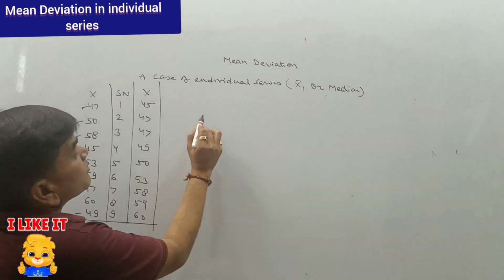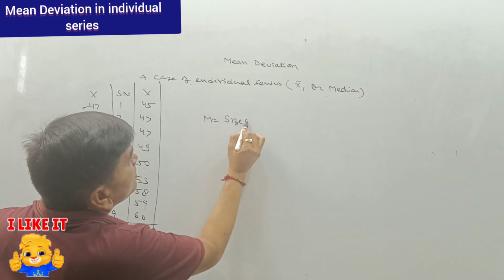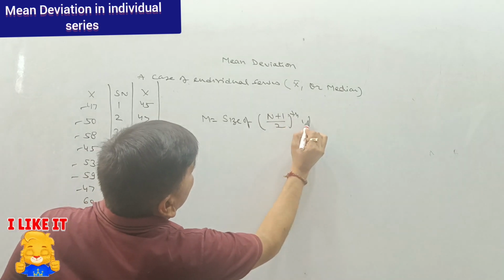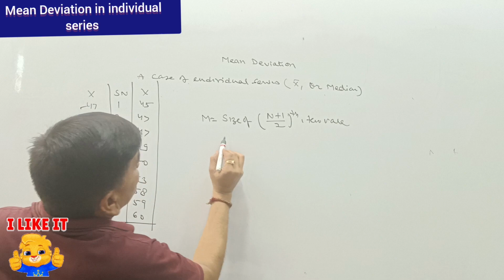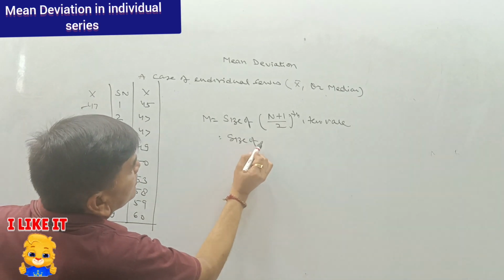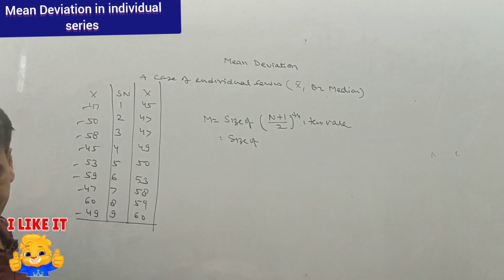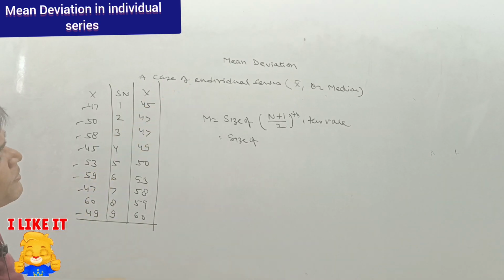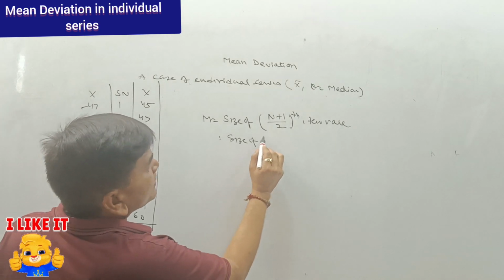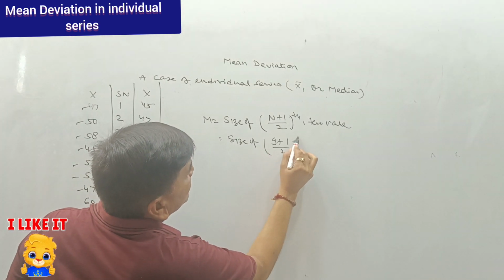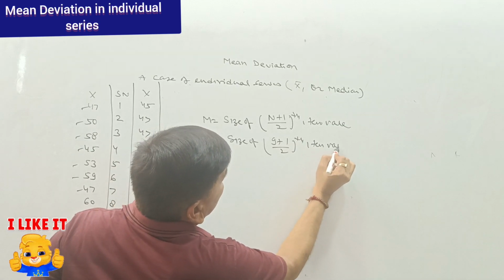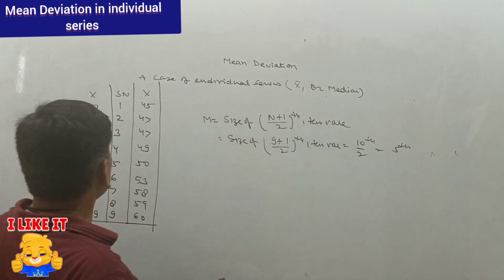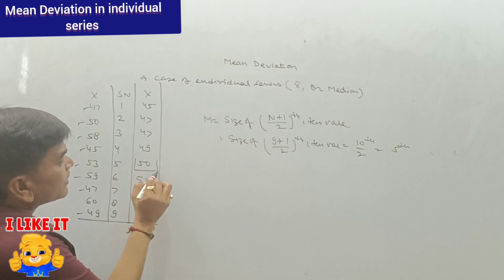Then median is size of (n plus 1) upon 2th item value. Then size of (9 plus 1) upon 2th item value, that is 10 upon 2, the 5th item. So the median value is 50.